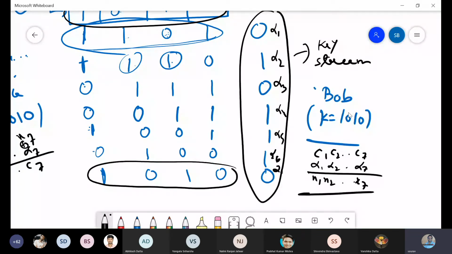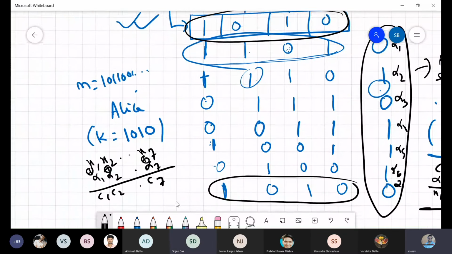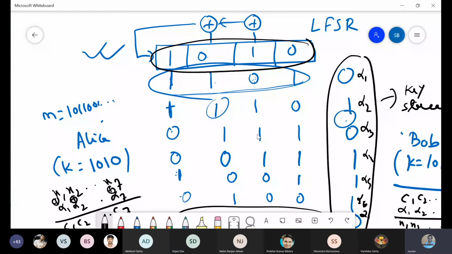What will happen if the message is greater than 7 bits? So will we reuse the key stream? Sorry? So what happens when the message is greater than 7 bits? Yeah, you suggest what are the solutions there? So can I reuse the key stream? You can, first of all, we can just increase the LFSR size. Instead of 4 bit, if we know that our plain text is more, we can make it more bits instead of a 4 bit LFSR. Okay, that is one way.